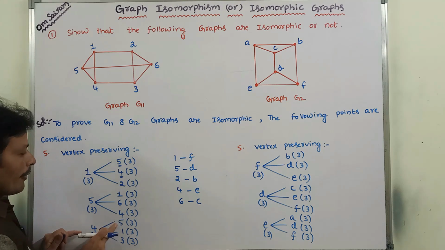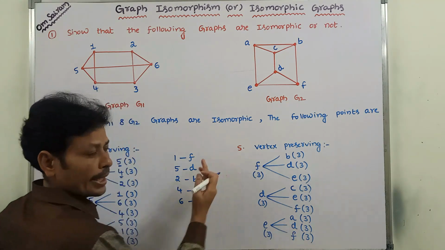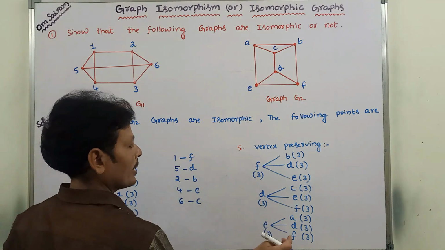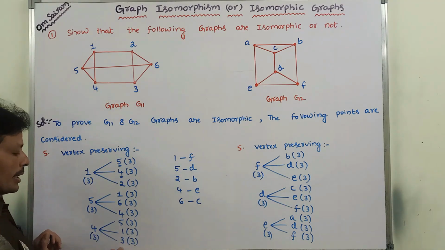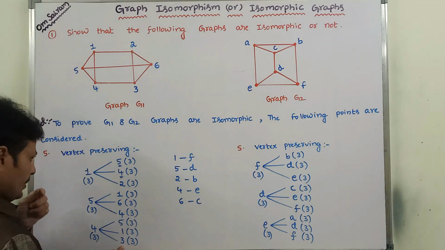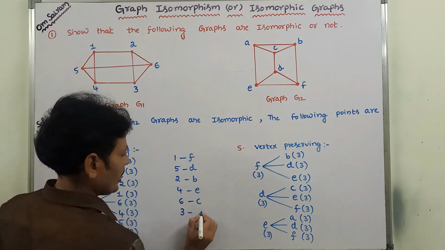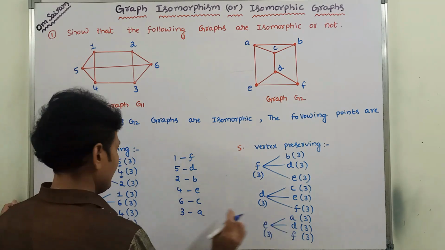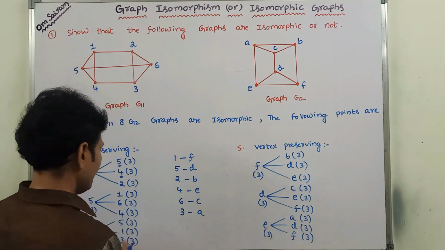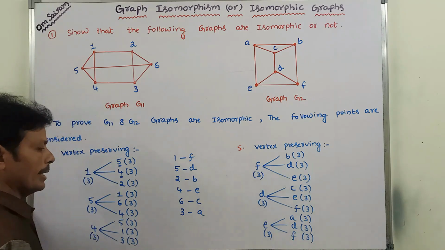Next one, 5 corresponding vertex is D. Already written here. 1 corresponding vertex is F. What is the remaining vertex here? 3. 3 corresponding vertex is A. 4 corresponding E, 5 corresponding D, 1 corresponding F, 3 corresponding is A.